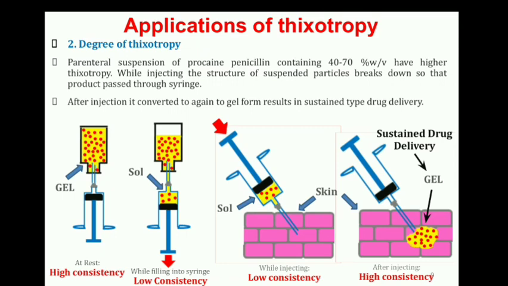Now your system initially, in the first diagram, you can see has high consistency, it behaves like a gel. Now when it is filled inside the syringe, it is converted into the sol, that is, solution form. Okay, next, this is while withdrawing the product. Now what will happen during the injection? Before the injection, inside the syringe your product is present in the solution form, sol form, that is, low consistency. So that's why it is very easy to inject.